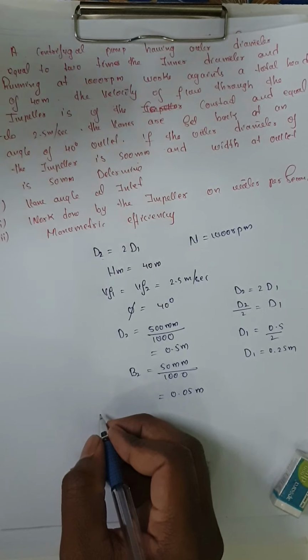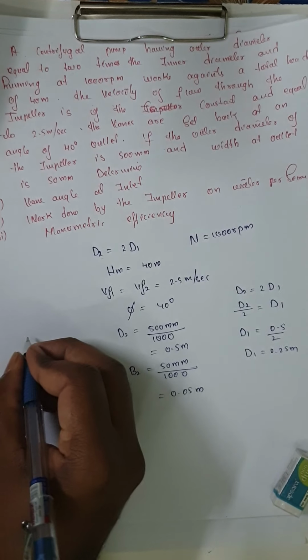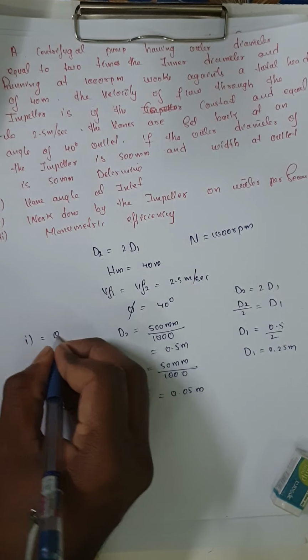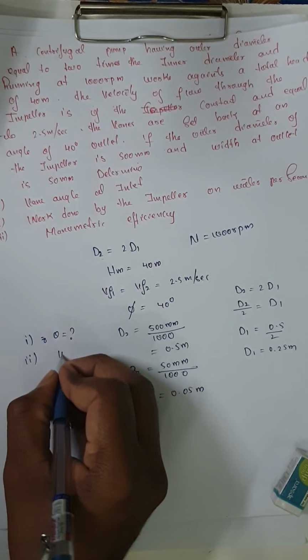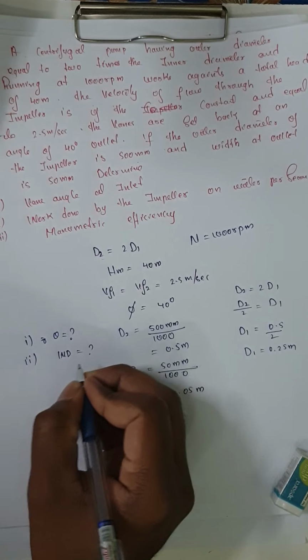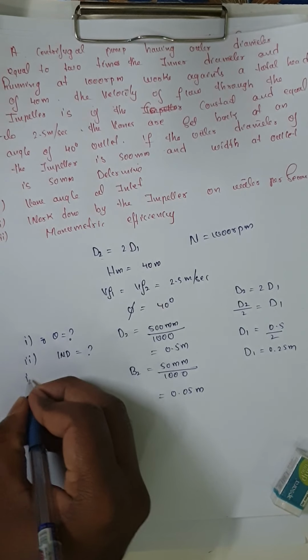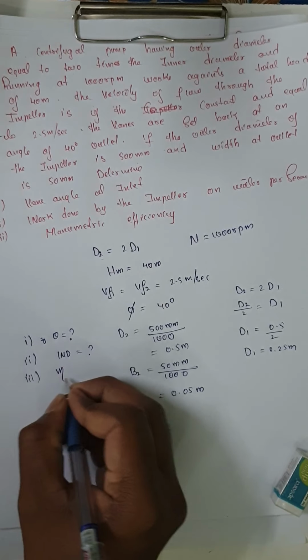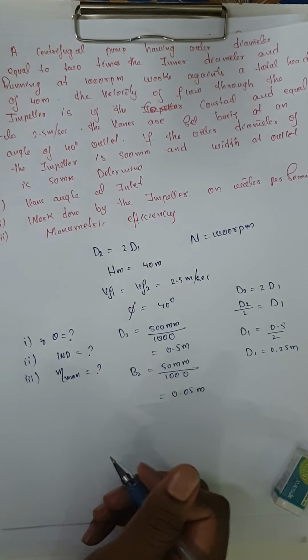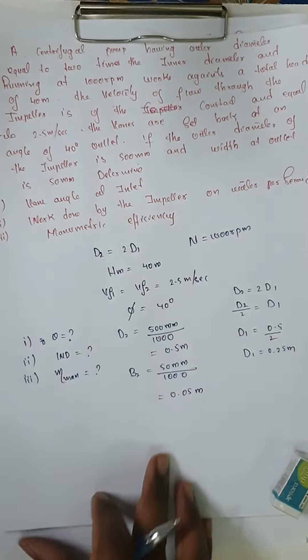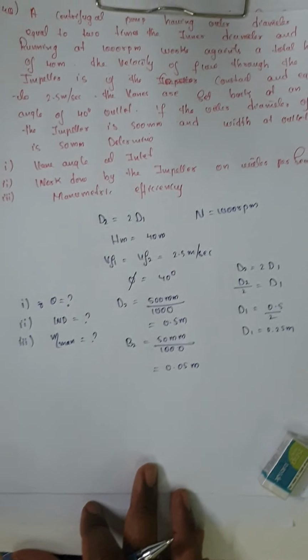First thing he's asking: vane angle at inlet. Inlet means he's asking to find out theta. Theta is how much. Second thing he's asking to find out is the work done. Third one he's asking to find out is the manometric efficiency. Three things he is asking to find out. Before finding anything or drawing the diagram, first try to find out u1 and u2.